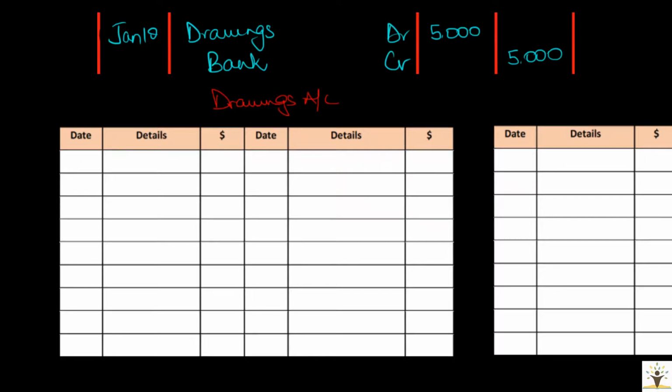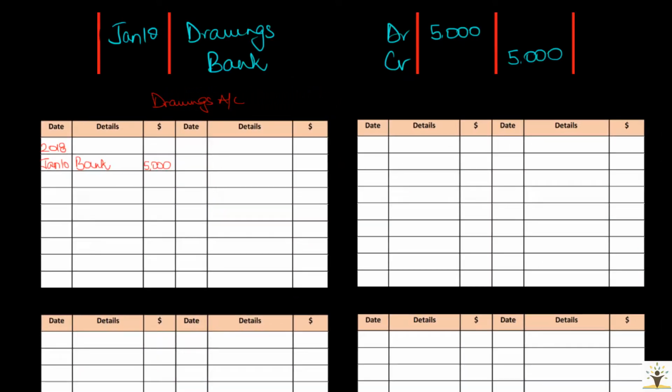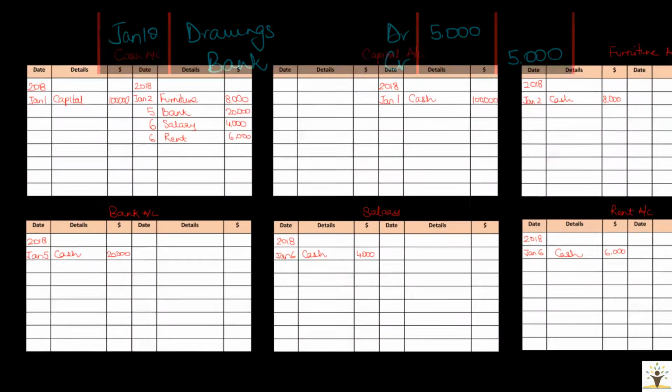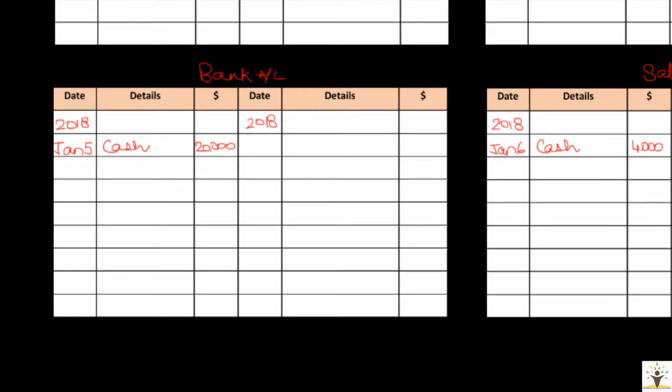Go to the debit side of drawings account, Jan 10. Details will be the account that is credited, bank, and 5,000 in the amount column. Second effect will be given in the bank account credit side. Jan 10. Details will be the account that was debited, drawings, and 5,000 in the amount column.